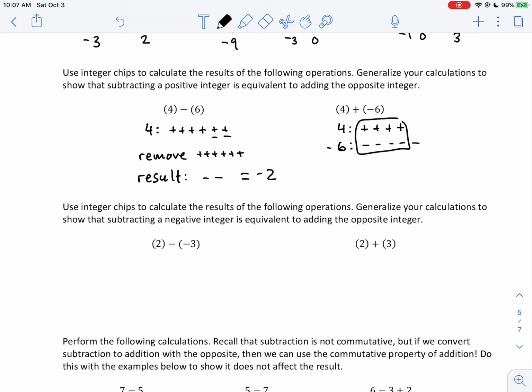And we wind up getting 0 pairings. Oh, negative 6, there we go. We get some 0 pairings here, and so the result is, right, these get combined because we're doing addition here, right? Subtraction is a takeaway model, and addition is a combining model. And the result is 2 negatives.